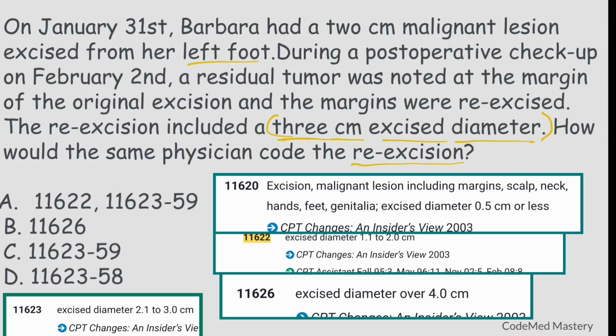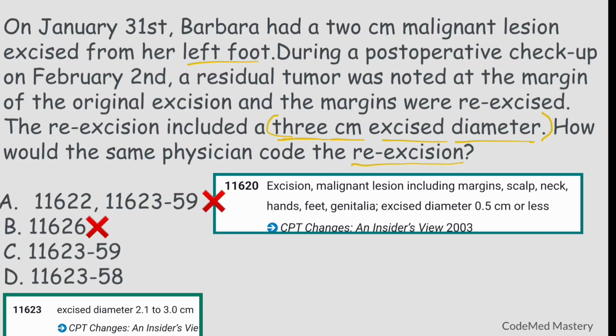So that is wrong. In option A, though they have mentioned 11623, we are not supposed to code it with 11622. We have to code for the size specifically. Okay. So eliminate option A and option B. Now we are left with option C and option D. The difference is between the modifiers. Modifier 59 is for distinct procedural service and modifier 58 is for staged or related procedure or service by the same physician or other qualified healthcare professional during the post-operative period.